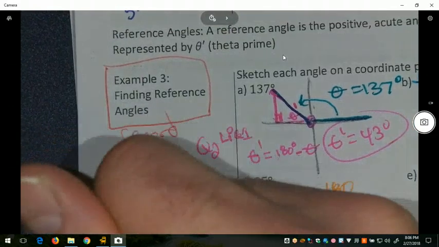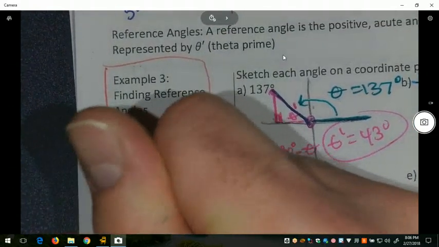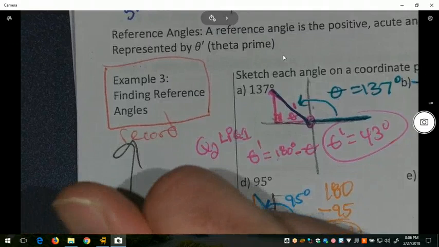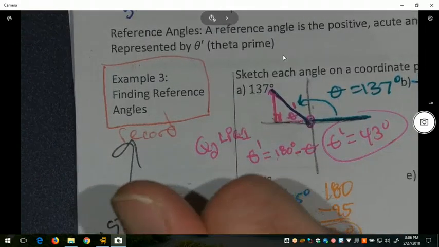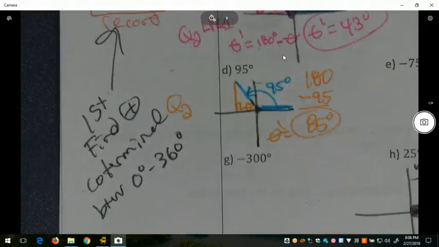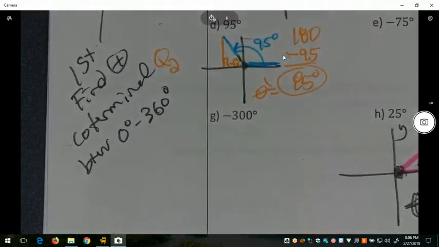So you must first find a positive coterminal between 0 and 360 when we're working in degrees. If you don't do that, you're going to be lost. It's going to be stumping you. Oh, I just threw that picture away.